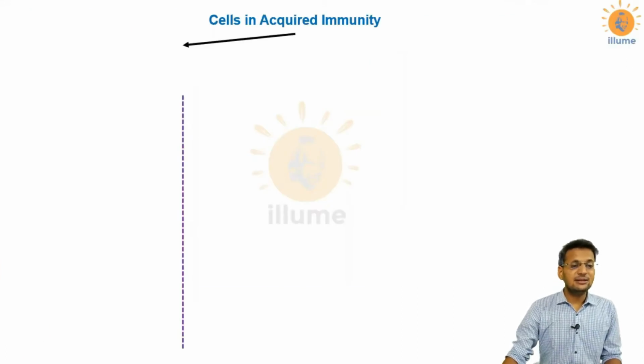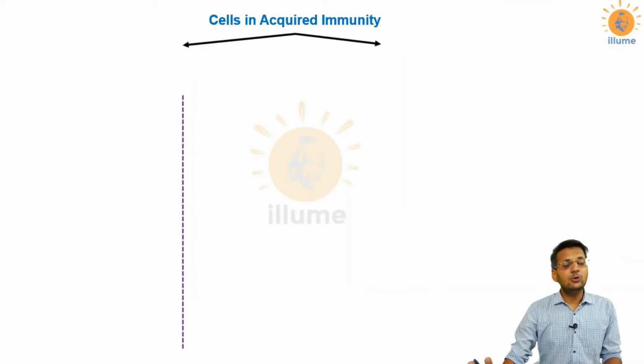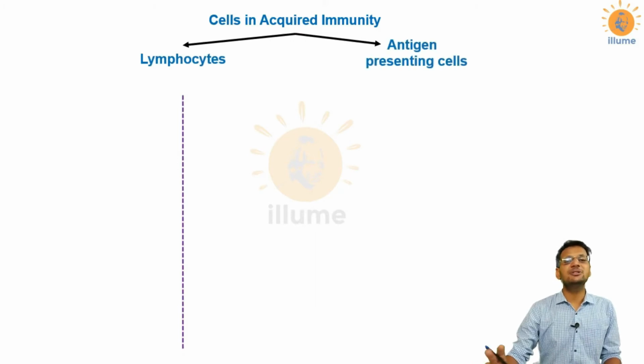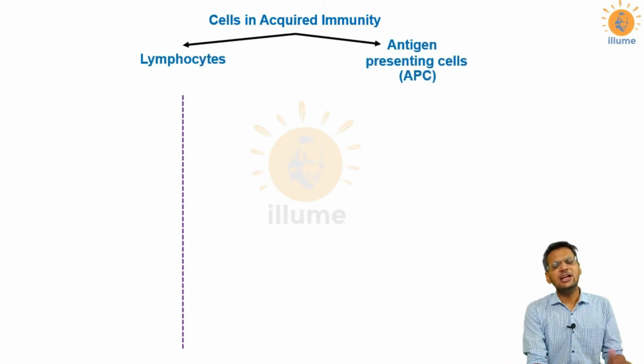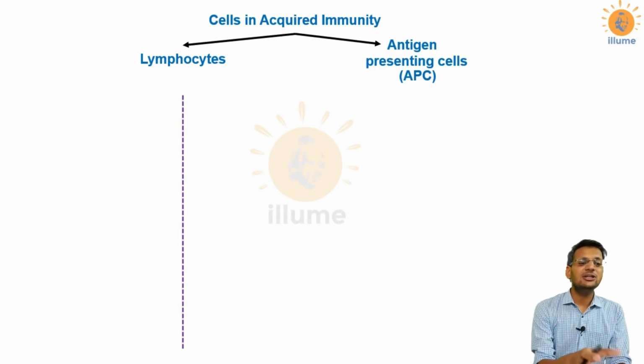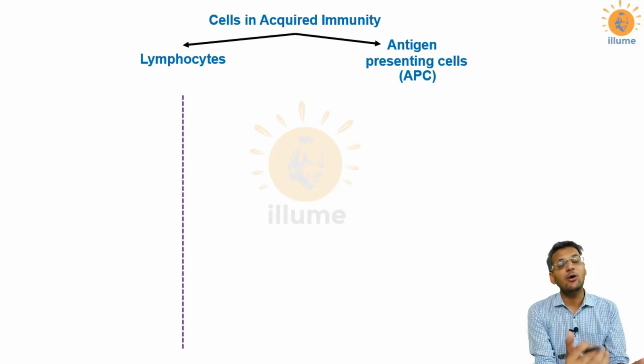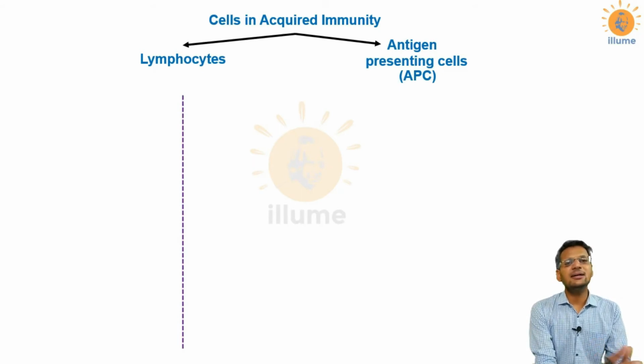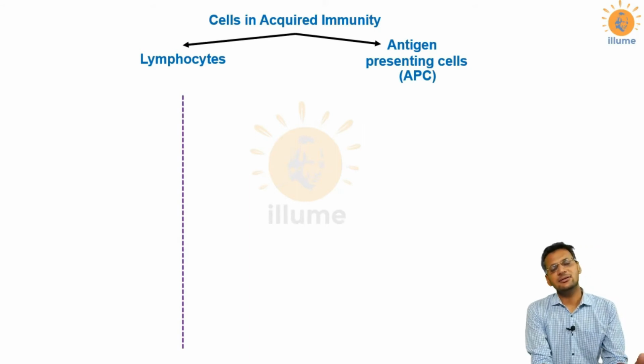Now I'll be discussing the cells which play roles in acquired immunity. Basically, two types of cells play very important roles in acquired immunity: lymphocytes and antigen presenting cells, APCs. Now what are antigen presenting cells? These are the cells which recognize the antigen and then present those antigens to the lymphocytes. Now lymphocytes will fight against those antigens. You can learn this by a simple example, like there is someone who has been arrested by the police.